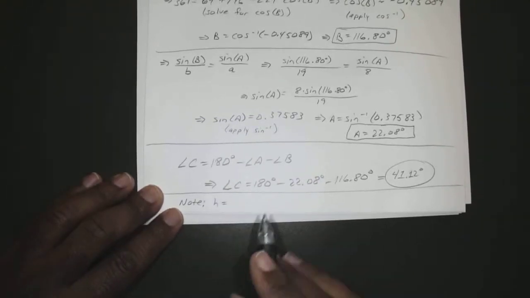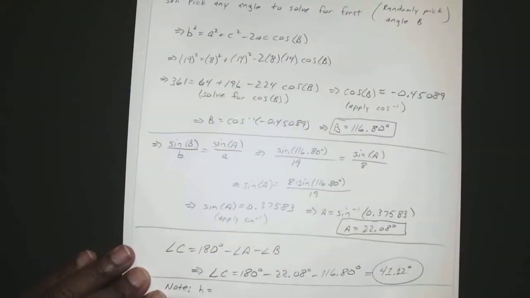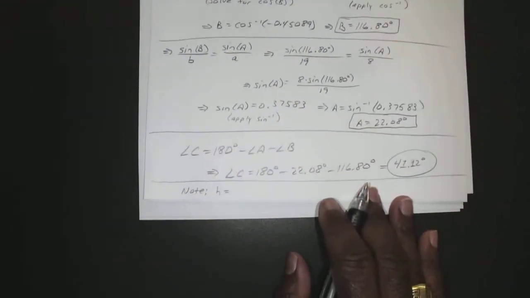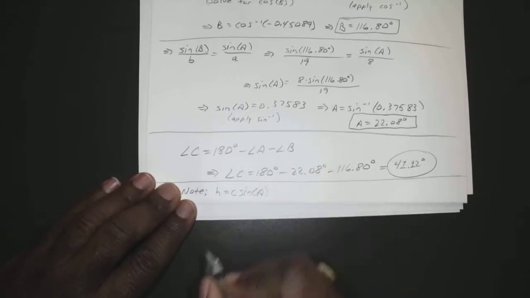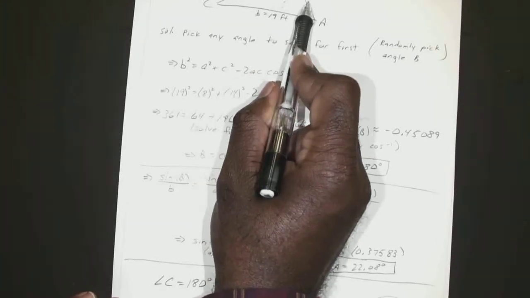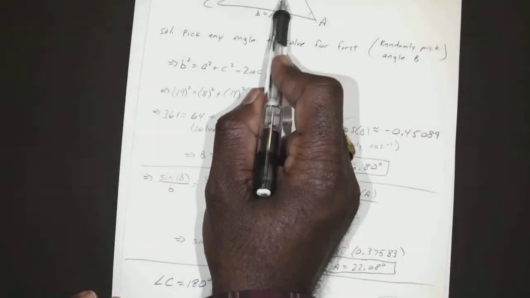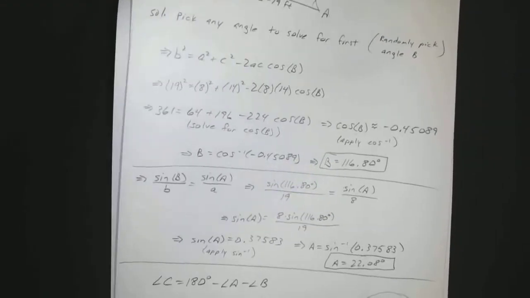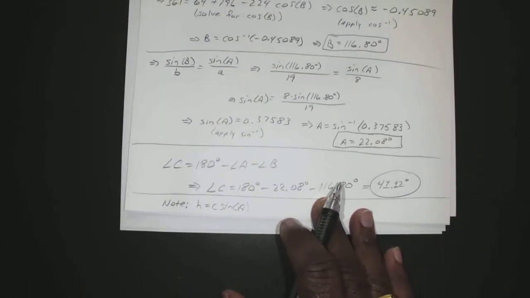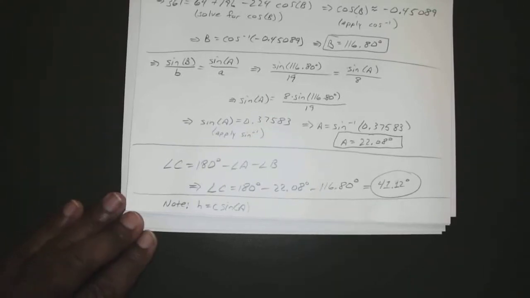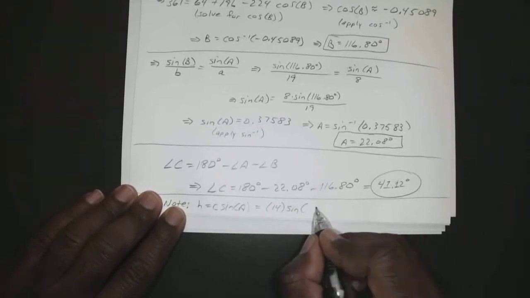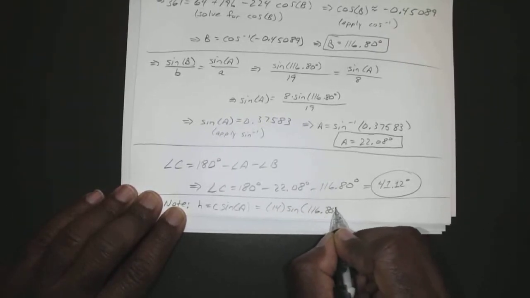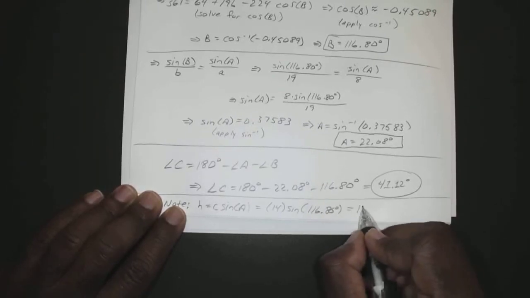Your h is actually equal to, if you were looking for this angle A, C times sine of A, because remember, it's opposite over hypotenuse. So in this case, it's opposite over hypotenuse there. It won't always be B angle sine of A. It'll depend on where the opposite and hypotenuse are. Which is 14 times sine of 116.80 degrees. So that's actually 12.50.